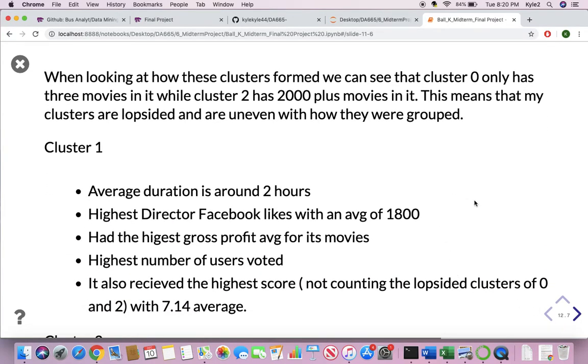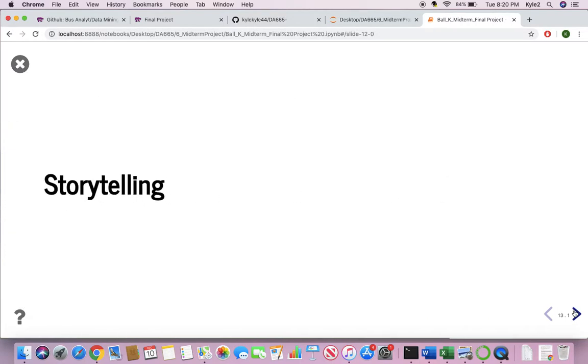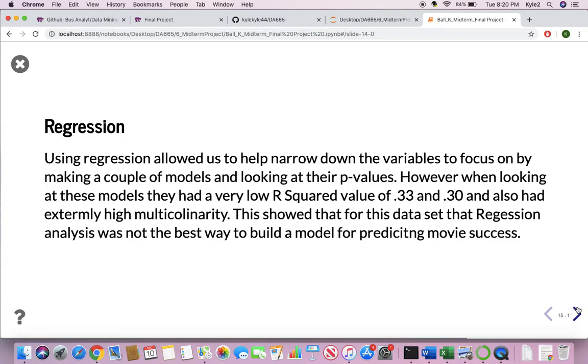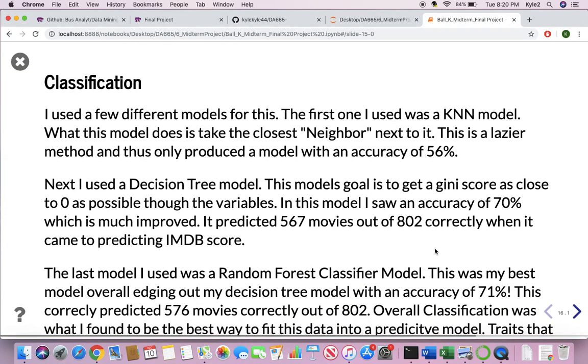Just highlighting what I found for the first cluster and how the third cluster was just behind. So moving on, here is what I found in this project. Just rehashing, these are the methods that I used for this predictive modeling. Going back to regression, regression was just not the right way to go about this project for this data set. It had a very low R-squared, and the line of best fit was not very good for predicting, so I didn't focus too much on it.